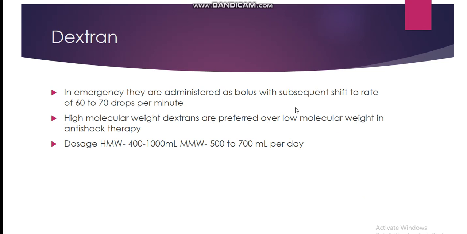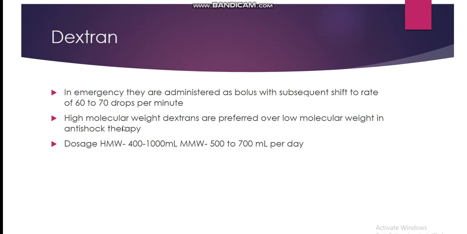Dextran is also a colloid. For the infusion rate in emergency therapy, they are administered as bolus with subsequent shift to a rate of 60 to 70 drops per minute. High molecular weight dextrans are preferred over low molecular weight in anti-shock therapy. This is because high molecular weight dextrans circulate longer, having a high half-life. However, the low molecular weight dextrans have a half-life of almost 24 hours.